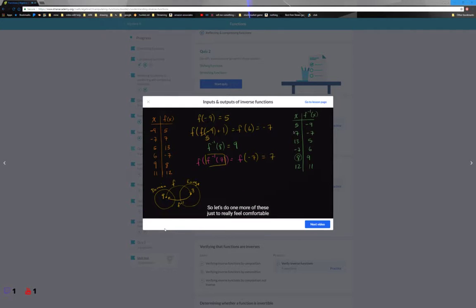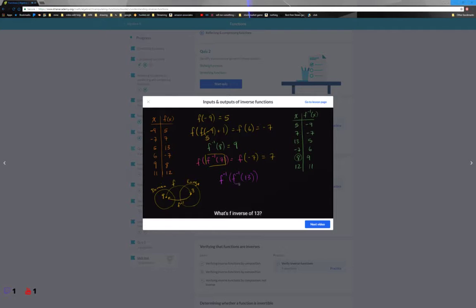So let's do one more of these, just to really feel comfortable with mapping back and forth between these two sets, between applying the function and the inverse of the function. So let's evaluate, let's do it in purple, f inverse of f inverse of 13. What is that going to be? I encourage you to pause the video and try to figure it out.